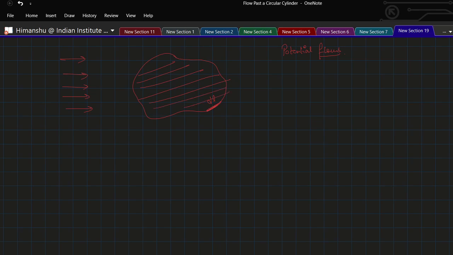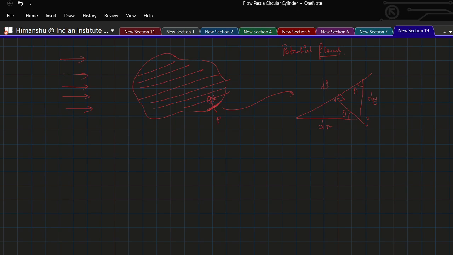Suppose at this point the pressure is P, then the force will be in this direction. Zooming in a little bit, this is P dl, the pressure force. Suppose the pressure force makes an angle theta with the horizontal, and this will also be theta since it is normal. This is dx, dy.